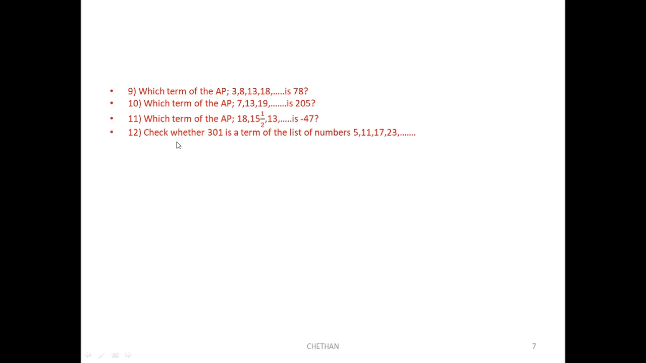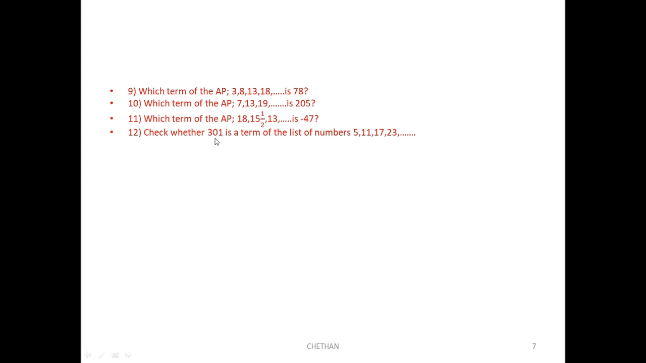Next question is, check whether 301 is a term of the list of numbers 5, 11, 17, 23. We have to solve this in the previous method type only, but in this case the question says check whether. Check whether means 301 may or may not be a term of this AP.